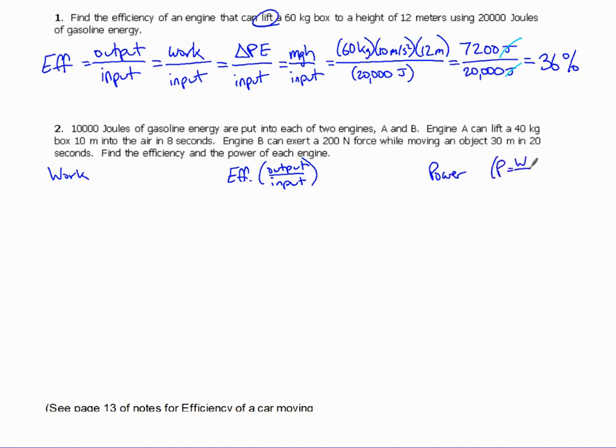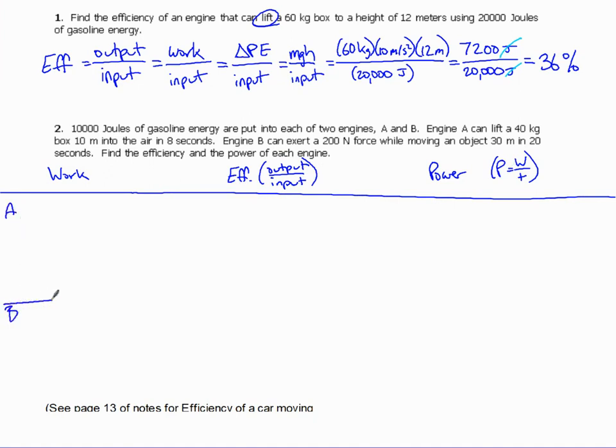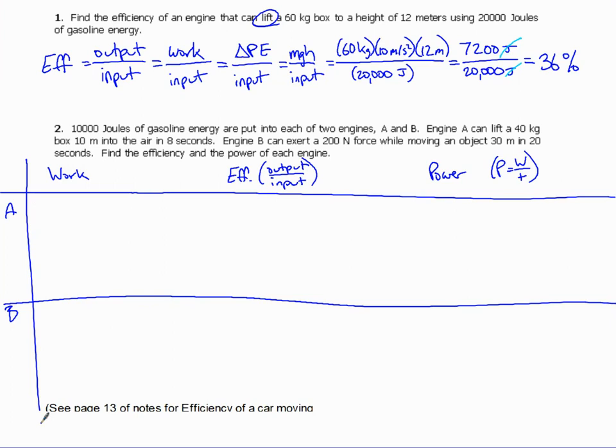Which is work divided by time. So it didn't really ask us for work, but you can see that we're going to need it because output is work and power requires work. So object A and object B, and I'm going to go ahead and separate that. So I'm going to go through just engine A first, and we'll keep it all together.